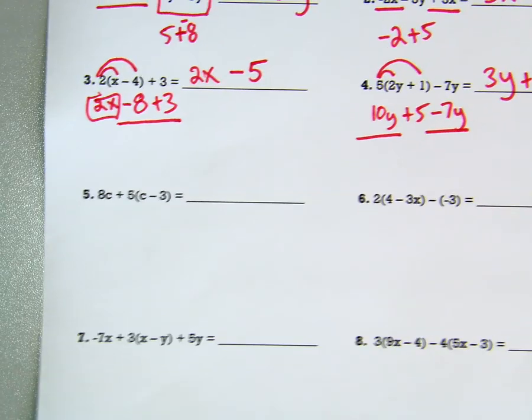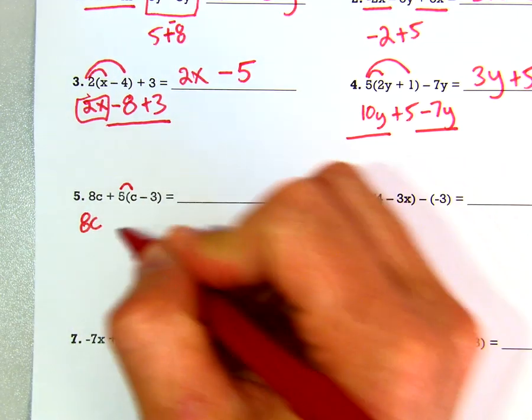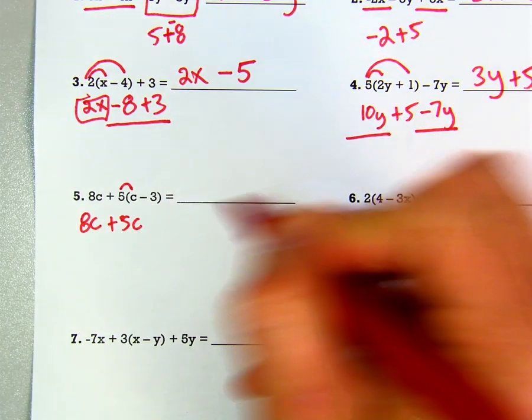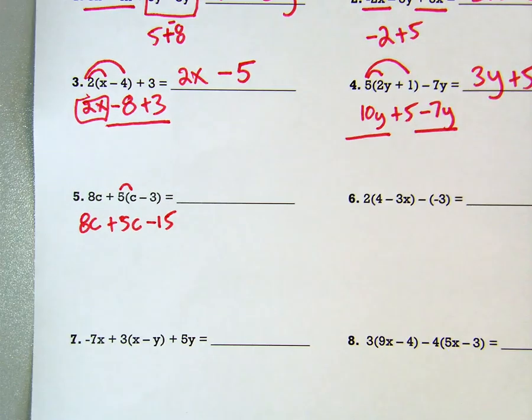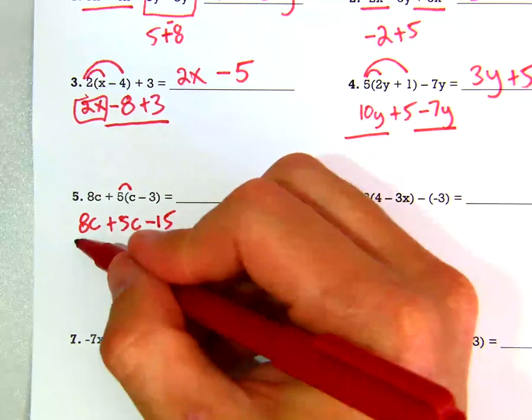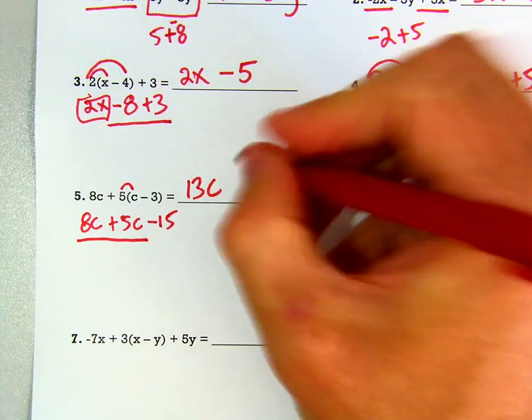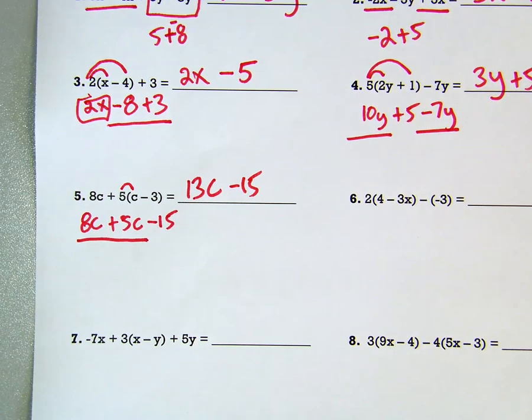Alright, number 5. Go ahead and do the distributive property. We're going to do 8c plus 5c minus 15, because positive 5 times negative 3 is negative 15. Combine my like terms, 8 plus 5, 13c, and then minus 15.